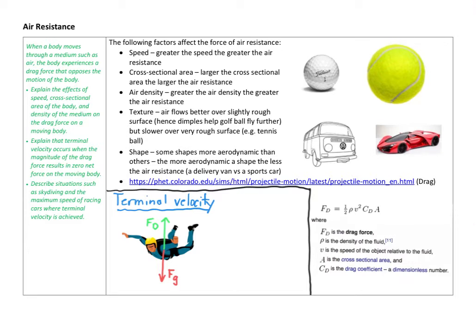And when these two things are equal, so when FD equals FG, so when the drag force is equal to the gravitational force, that means that we reach a point where there's basically no net force, so no total force.